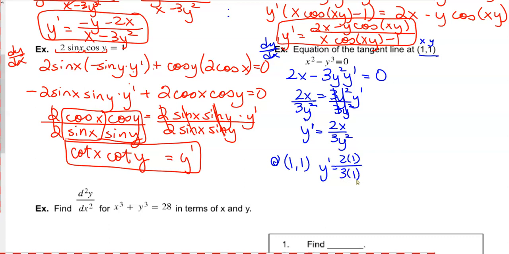And when I do the math there, that gives me a 2 on top and a 3 on bottom. Therefore, my slope of my tangent line is 2/3. And just like what we've done before, I now take that slope, I now take that point, and I write the equation of the tangent line.